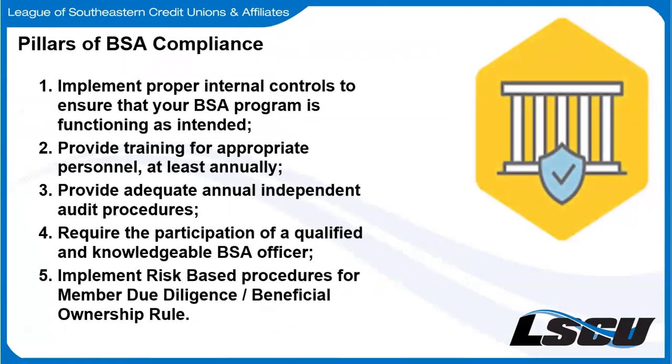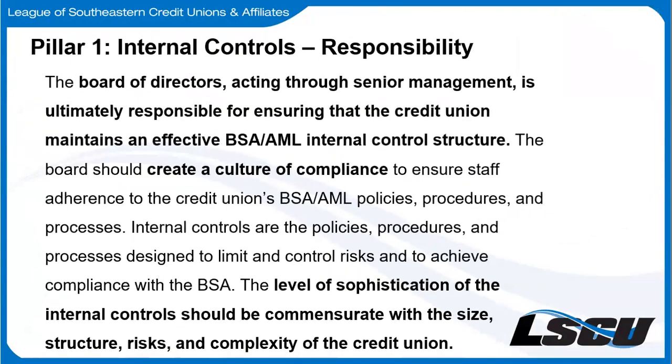Which then brings us to our next section, which are the 5 pillars of BSA compliance. And if we have these items incorporated into our BSA program, we have appropriate safeguards. And the first of those pillars of compliance is internal controls. And understanding that the board of directors, acting through your senior management team, are the ones who are ultimately responsible for ensuring that your credit union has an effective internal control structure.